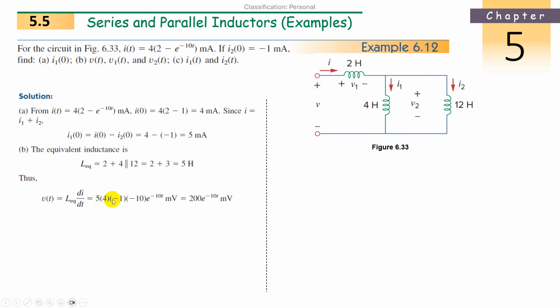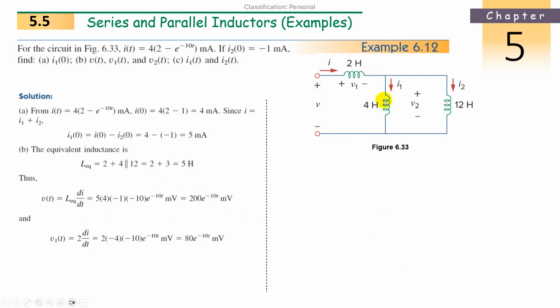L di by dt, 4. Minus this one, this minus is coming out, that is minus 1. And if you differentiate e power of minus 10t, minus 10 will come out, so this is again minus 10. E power of minus 10t, differentiation is e only. So minus of minus becomes plus. 5 times 4 times 10 is 200 e power of minus 10t millivolts. Next, we got V of t as 200 e power minus 10t millivolts.